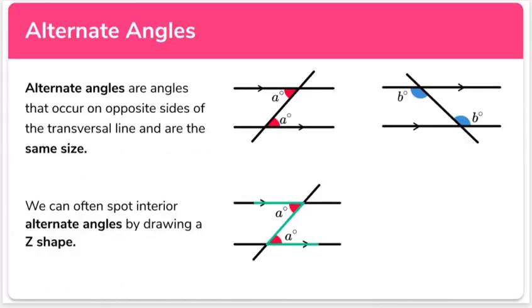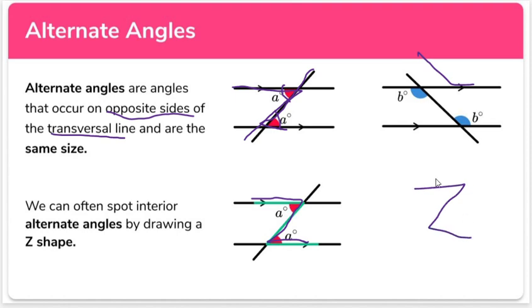Now the last one is called alternate angles. Alternate angles are angles that occur on opposite sides of the transversal line and are the same size. So if we have a transversal line in between parallel lines, when we're dealing with alternate angles, this angle here will be the same as that angle there. When it comes to alternate angles, we deal with a Z shape.